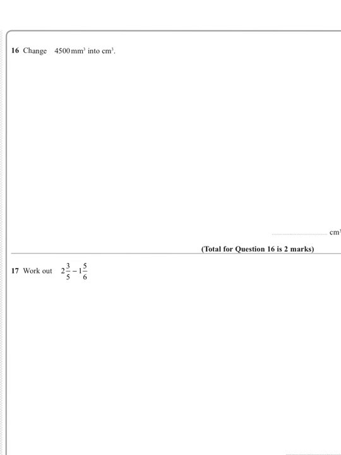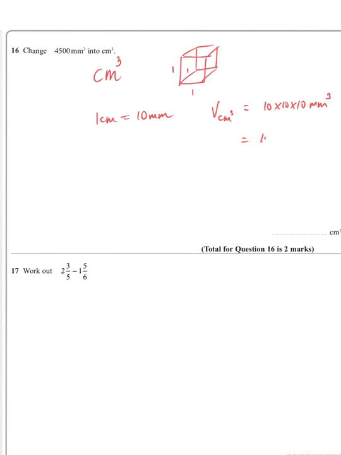Question 16. Change 4,500 millimetre cubes into centimetre cubes. Well, let's have a look what a centimetre cube actually is. That means it measures 1 centimetre by 1 centimetre by 1 centimetre. Now, 1 centimetre is 10 millimetres. So the volume of 1 centimetre cube would be 10 by 10 by 10 millimetres cubed. So that would be 1,000 millimetre cubes.